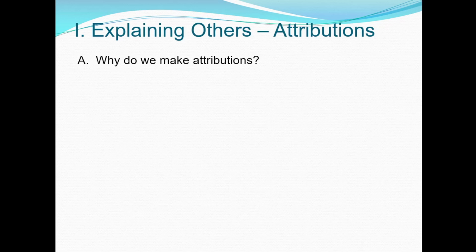Attributions are answering the question, why do people behave the way they do? And attribution theorists are asking, why do people ask the question, why do other people behave the way they do anyway? In terms of why we make attributions, pause the video and think about this. An attribution is an explanation that includes judgments.